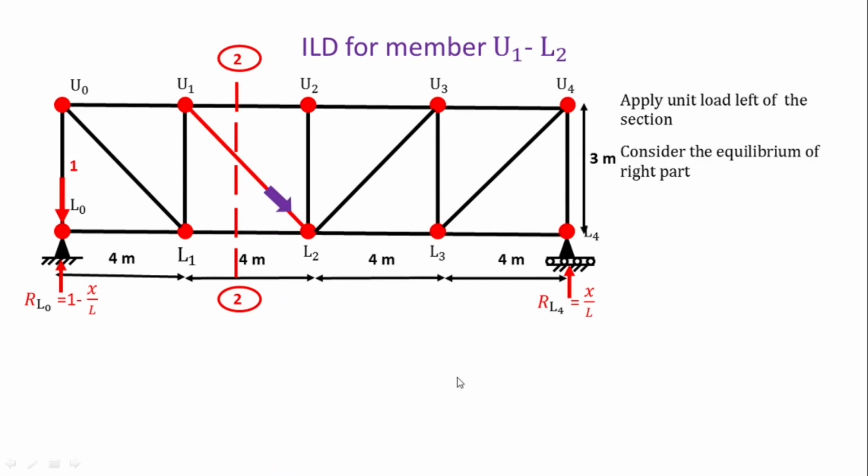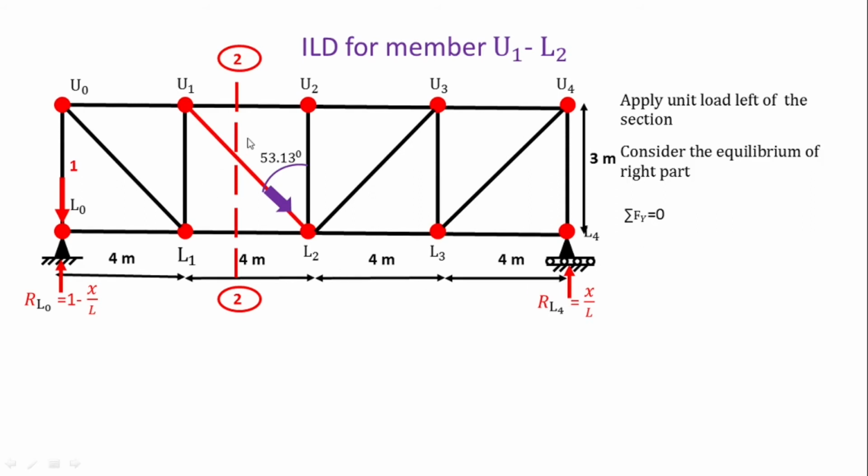Now here we are considering the right part for the equilibrium condition. So we are assuming that here is a compressive force. When the load is placed at L0, this member is subjected to the compression. If this value is positive, the member is subjected to compression at that location. So this angle is 53.13, and here we are applying the sigma Fy condition.